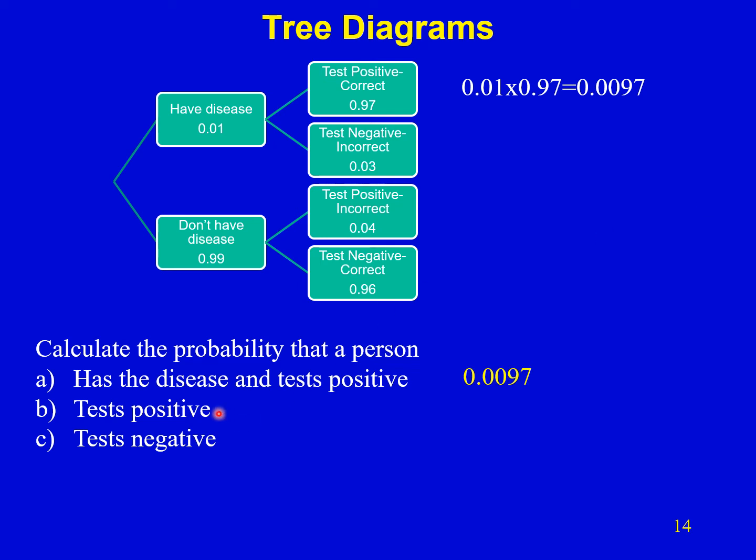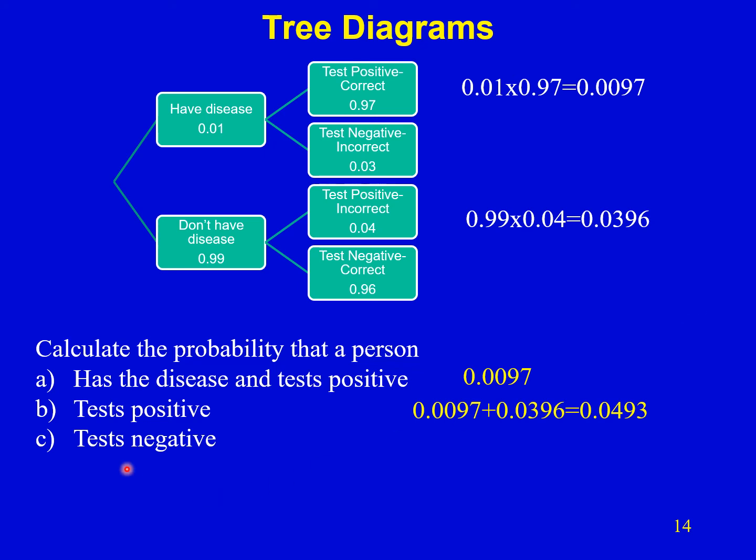Now part B says tests positive. Now if someone's going to test positive, they could either have the disease and test positive, or they could not have the disease and test positive. So we need to consider this or this, so we need to add them together. So our answer is 0.0493.